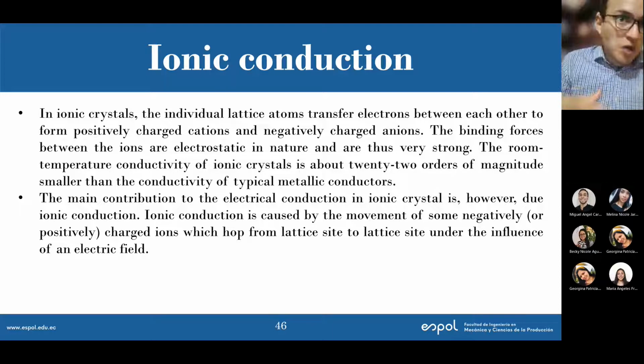Therefore, the room temperature conductivity of all ionic crystals is about 22 orders of magnitude smaller than the conductivity of typical metallic conductors, because, and remember this from ceramics, we have ionic bonds so strong, so stable, that obviously they are poor conductors, because all the electrons are extremely well bound and connected, because of that difference in electronegativity, right?